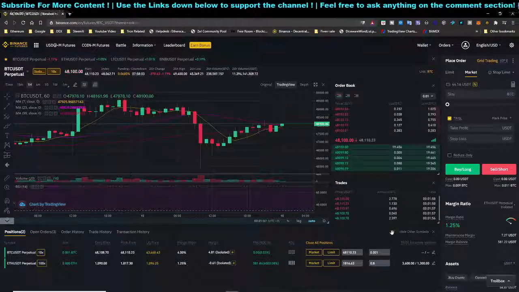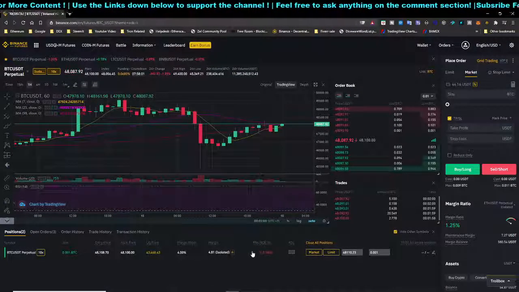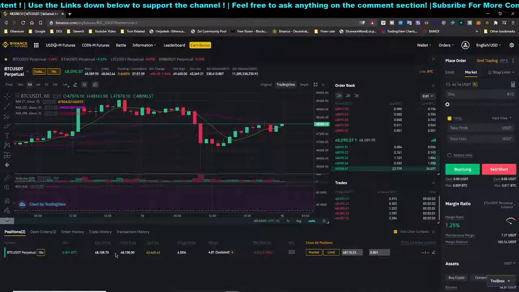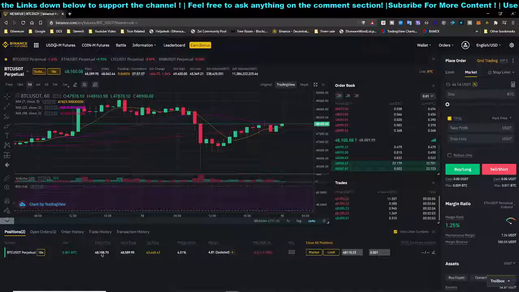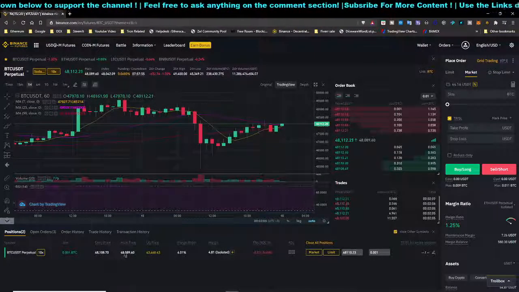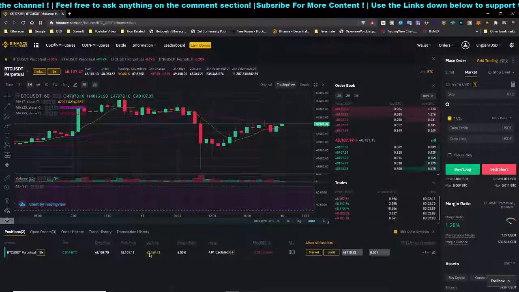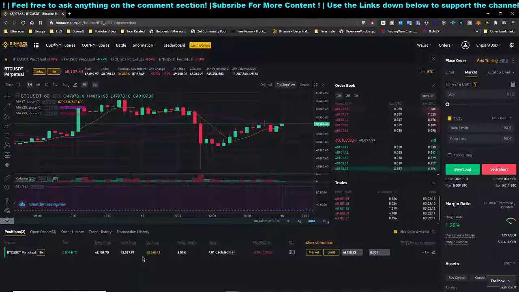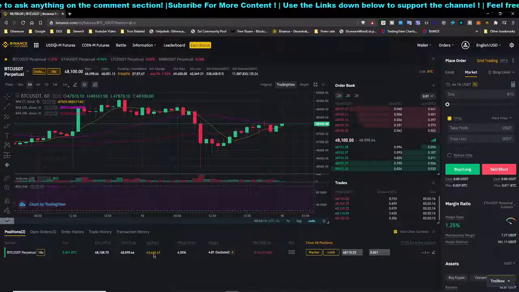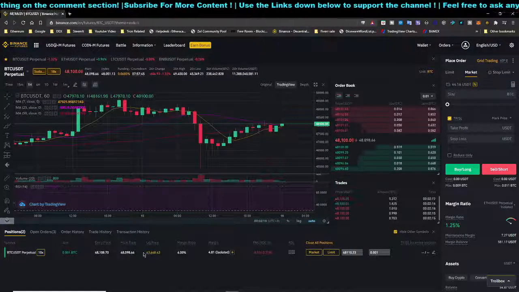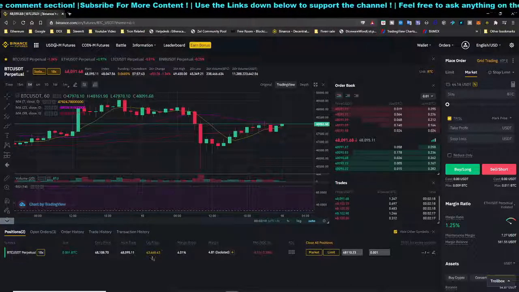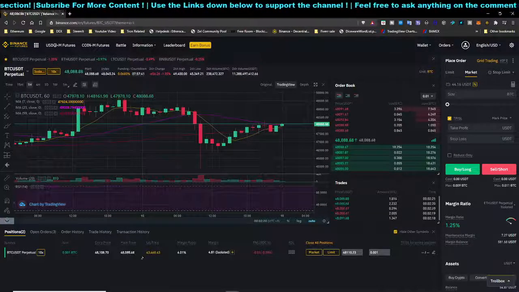After that you can see over here I have a position that has been entered at this price level, which is 48108, and the mark price is like this, and you can see the liquidation is at 43. So if Bitcoin reaches 43,468, once this amount is reached, my whole position is going to be gone.